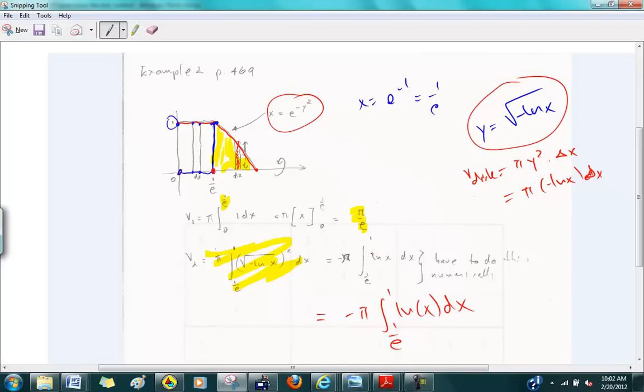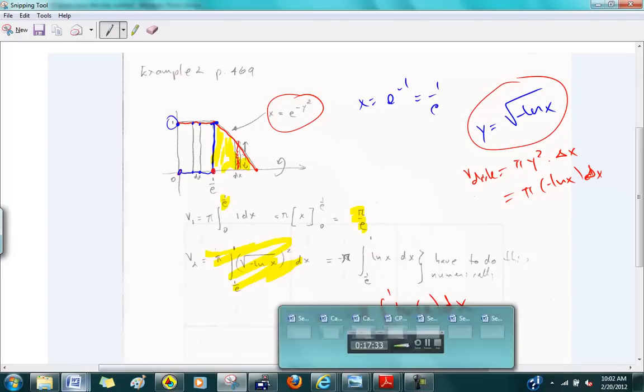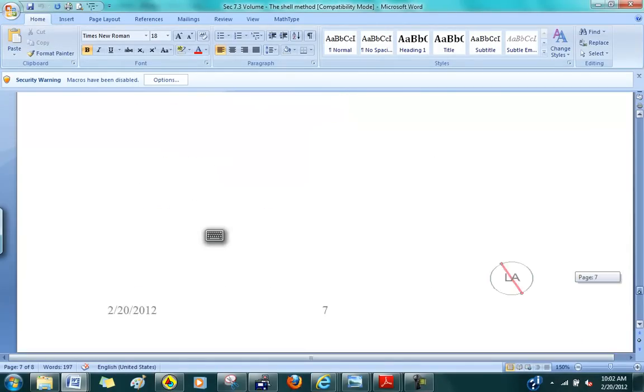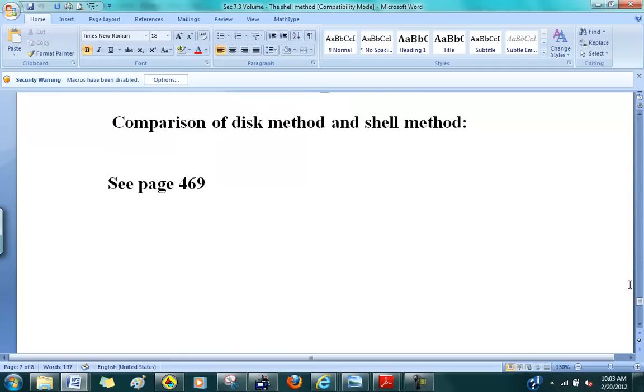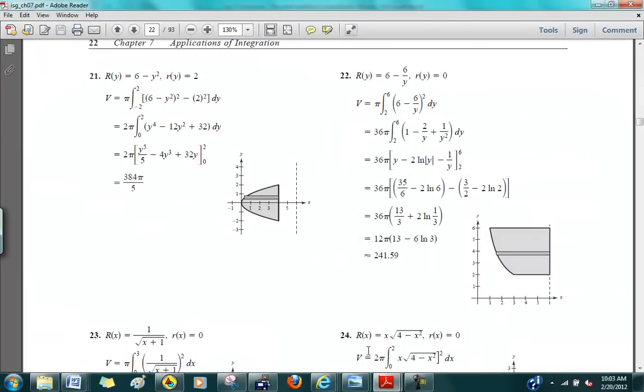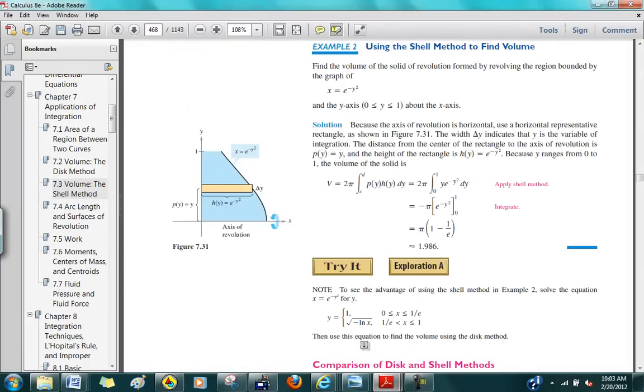So that example illustrates the power of the shell method. And of course, there are cases where the disk method is better. So you take your poison. Comparison of disk method and shell method, page 469. Please review this. Make sure you understand that. So let's go to page 469. Actually, I'll just scroll down.